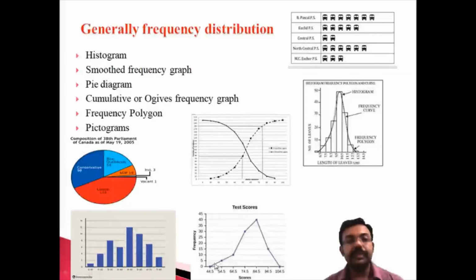And this is the frequency polygon. It's a frequency curve, and this is the frequency polygon. That means the straight line curve. You connect the points on the scale and draw the straight lines. That is known as the frequency polygon. This is a frequency curve. These are generally used in the frequency distribution.